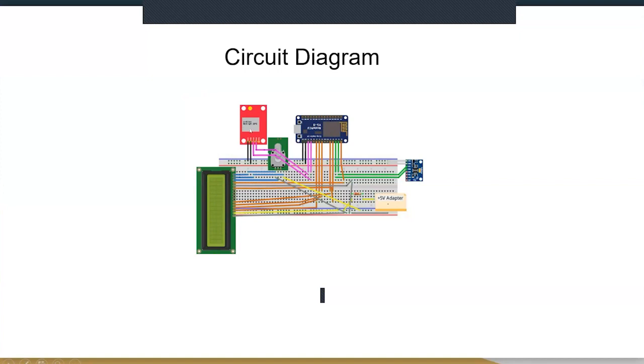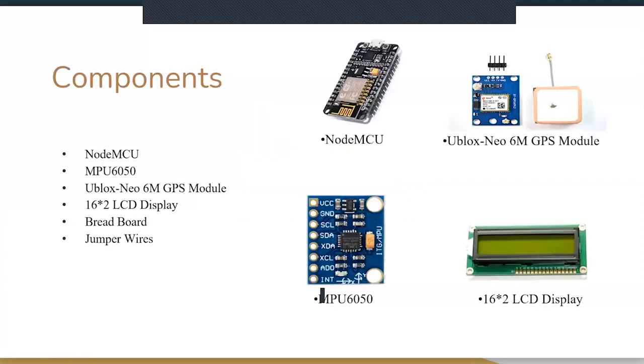Then we have the GPS module for the location, and here we have the accelerometer and gyroscope sensor for rash driving detection. So these all are the components I have just explained. This is the LCD display, and here the message will first be shown, and then it will be shared to the email.